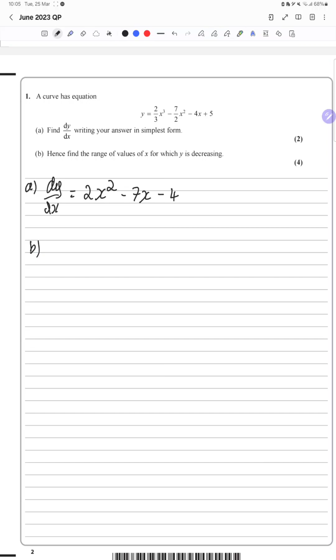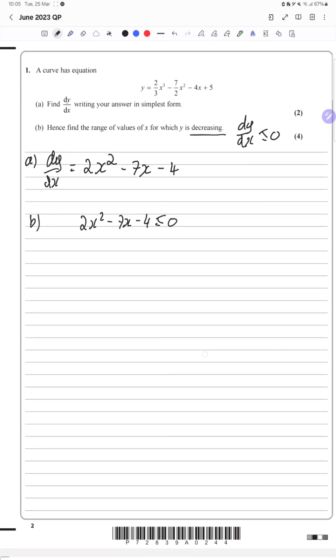In part B, hence find the range of values of x for which y is decreasing. So that is where dy by dx is less than or equal to 0. So we've got 2x squared minus 7x minus 4 is less than or equal to 0. So it's a quadratic inequality, which comes up loads. So first step is to find our critical values. So we're going to need to solve this quadratic somehow. I think this one looks like it could be factorised.